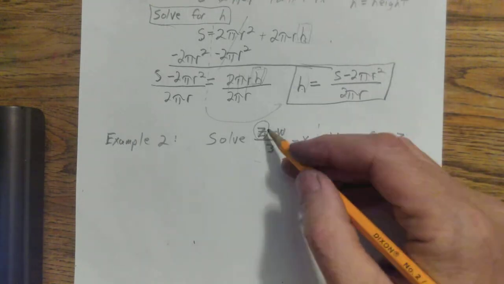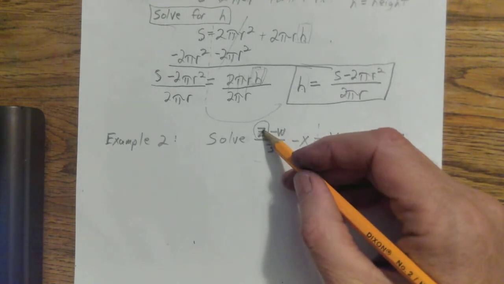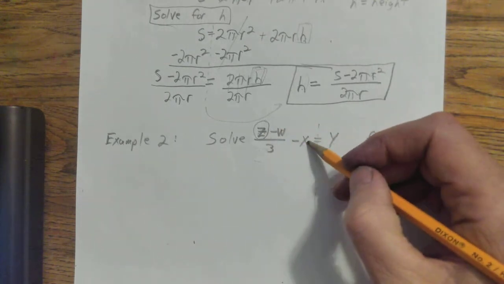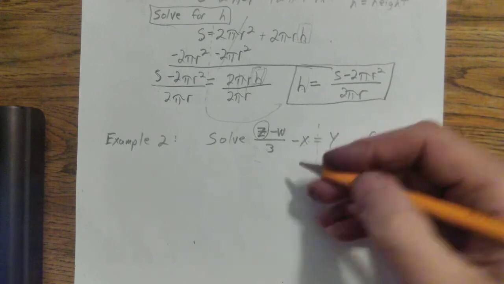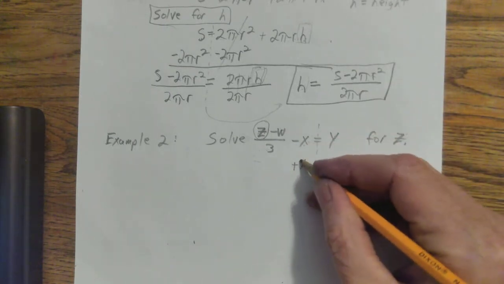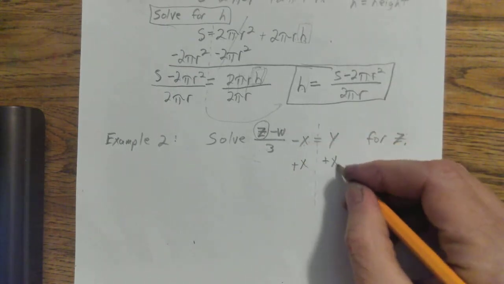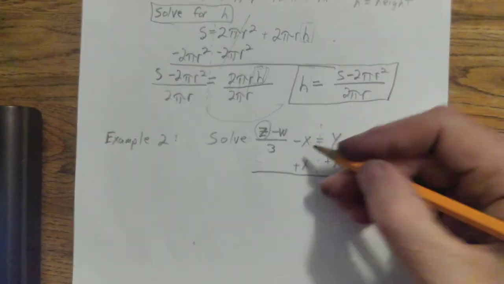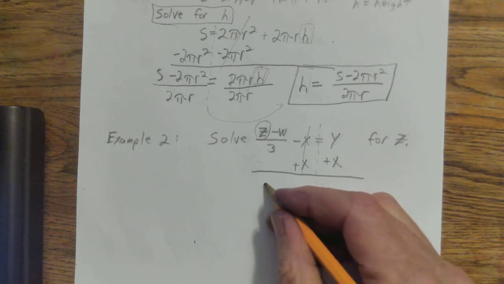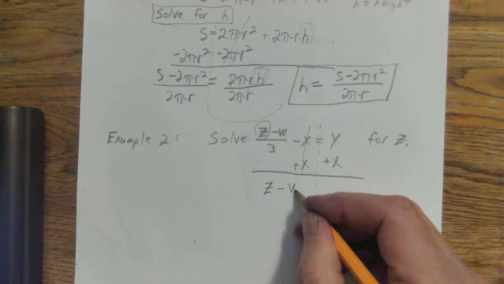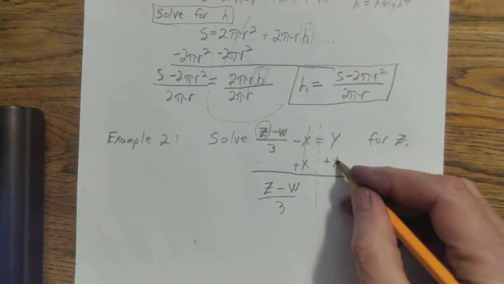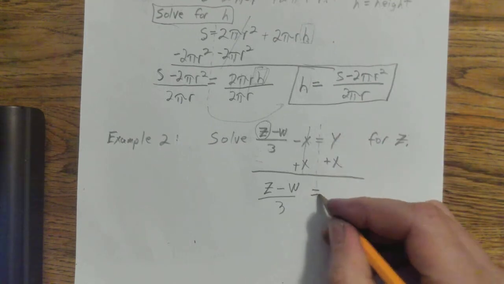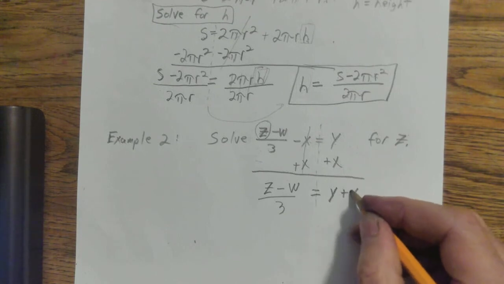And if you were to calculate something, the first thing you do is subtract, and then you would divide, and then you would subtract again. Well, let's undo that last subtraction. Let's add x to both sides. We're starting furthest from the z and then working our way toward it. z minus w over 3 equals y plus x.